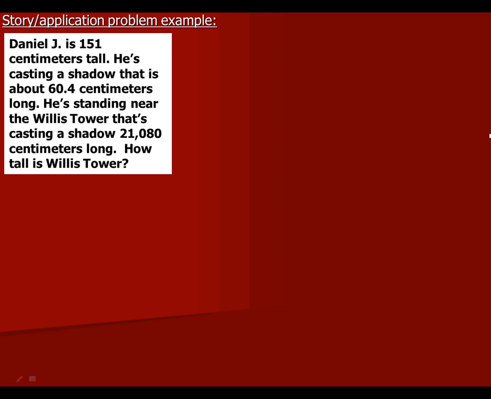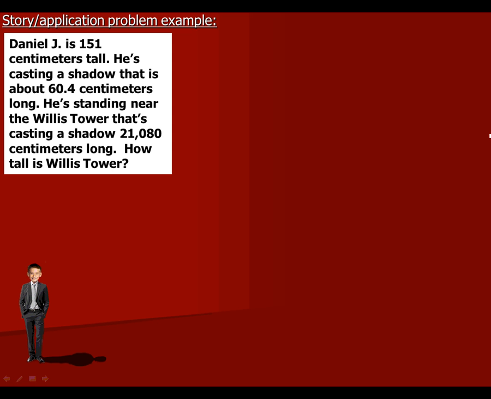But here's the problem. All right, Daniel is 151 centimeters tall. He's casting a shadow that is about 60 4/10 centimeters long. He's standing near the Willis Tower. That's casting a shadow of 21,080 centimeters long. Based on those shadows, based on those proportions, or the ratios, I should say, based on all that information, how tall is the Willis Tower?